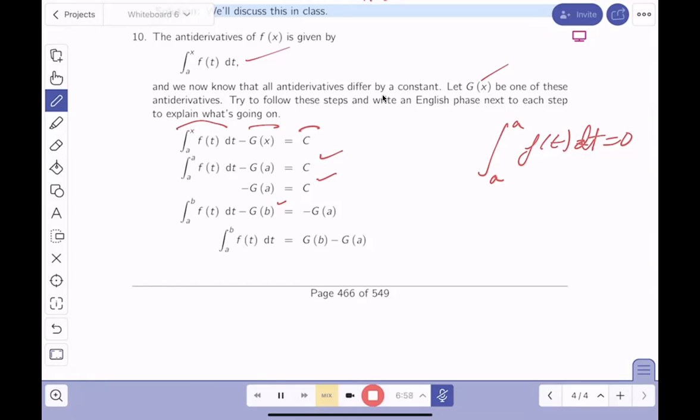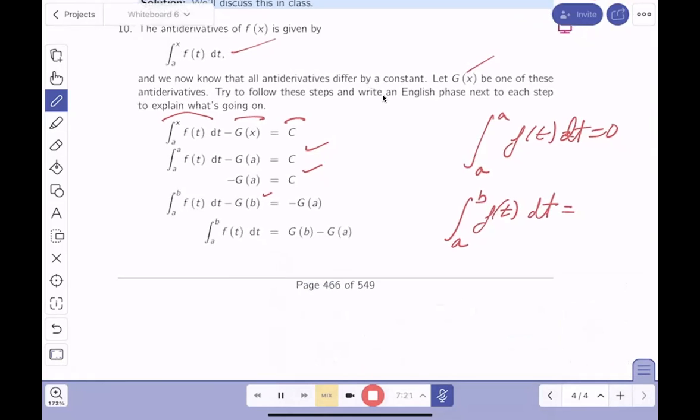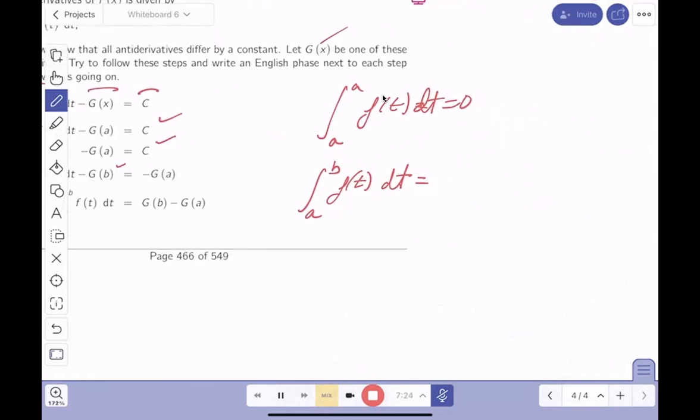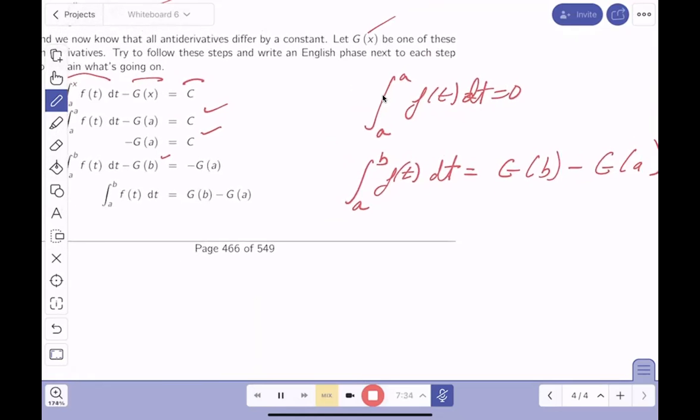And what do they say? They say that there's another guy here, and well, that seems reasonable. We got, let's see, b. Well, let's write that down. The integral from a to b of f of t dt would be, I know what this looks like. It looks like g of b minus g of a. Would that be agreed?